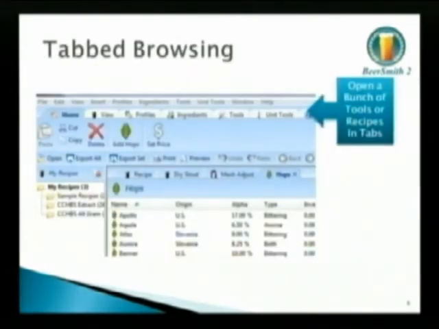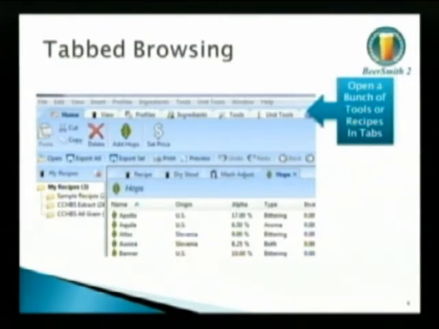Tabbed browsing is another thing that's new. When you had BeerSmith 1, really you can only open one thing at a time, so you could open maybe one tool at a time or one recipe at a time, and it was very difficult to work with multiple recipes or compare two recipes. But in BeerSmith 2, you can now actually open these things in different tabs.